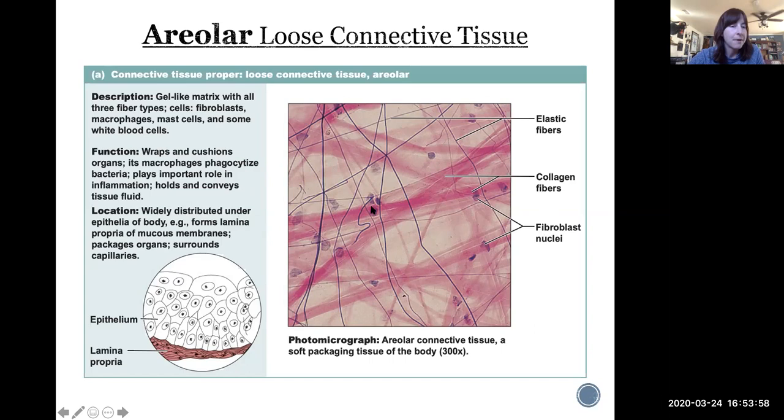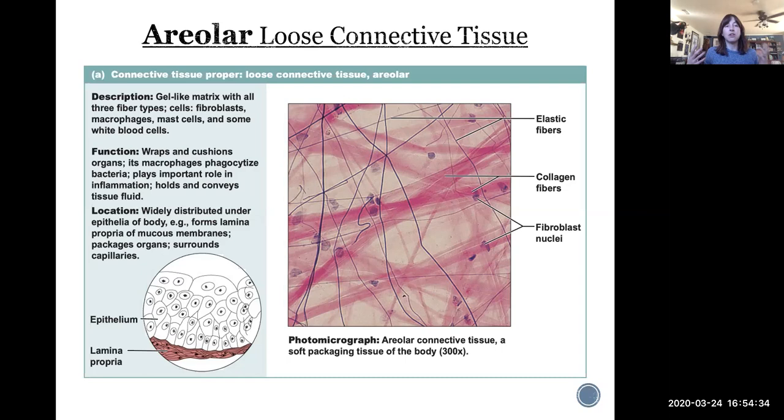The macrophages are cells that consume bad non-self cells, they phagocytize bacteria, right? So bacteria are pathogens, they're bad non-self cells. So they go around eating bacteria. So it plays an important role in inflammation, right? Because if you have an injury, you're going to end up getting bacteria inside of your body somewhere.